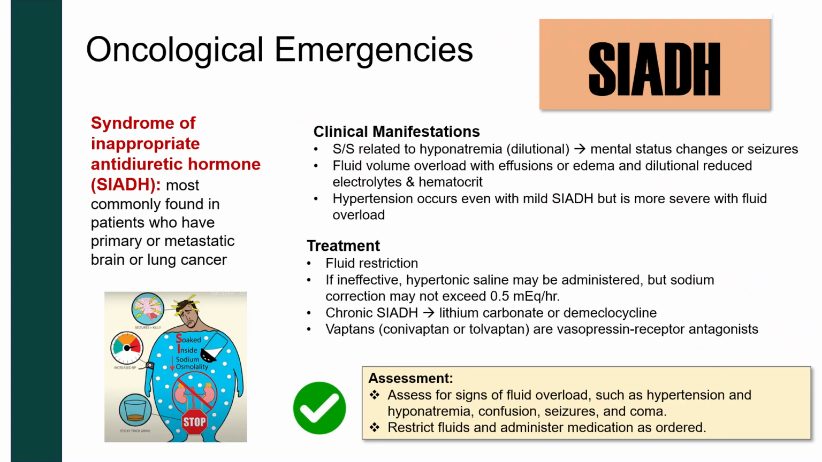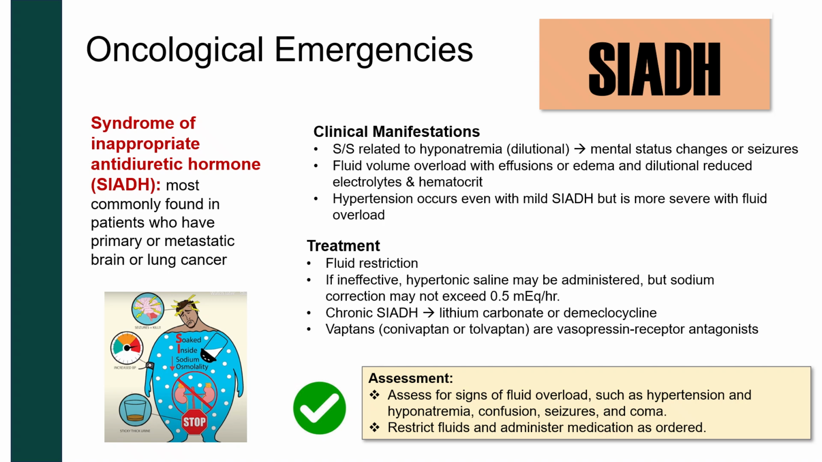Next oncological emergency is SIADH, syndrome of inappropriate antidiuretic hormone. So this is commonly found with patients who have primary or metastatic brain or lung cancer. And with this hormone, antidiuretic hormone, if you have too much of it, it's going to cause you to retain fluid, and that is the problem.